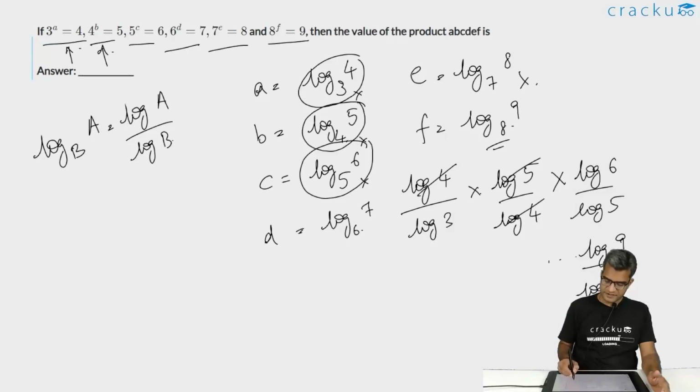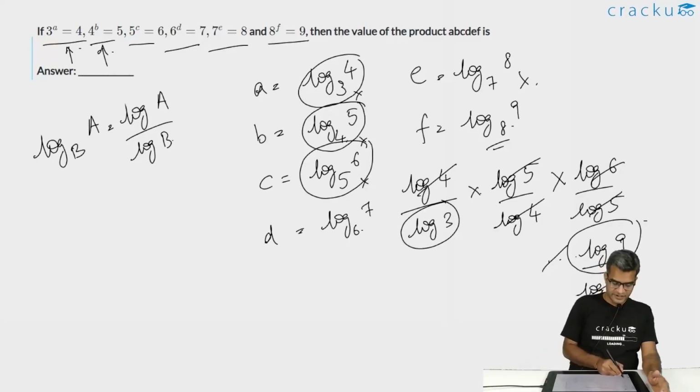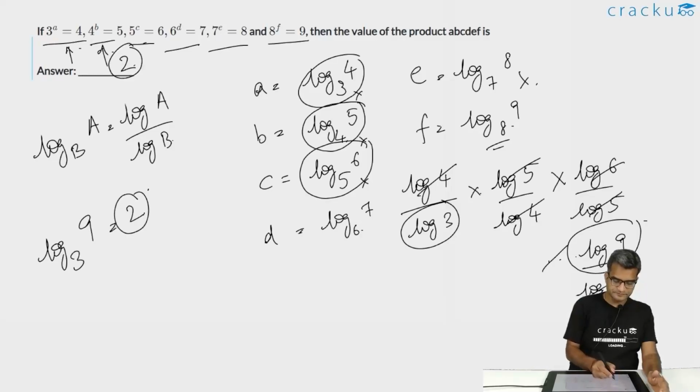So the numerator and denominator of many of them get cancelled, and finally you will be left with log 9 in the numerator and log 3 in the denominator. So this will equal log of 9 to the base 3, which is equal to 2. So the answer for this question is 2.